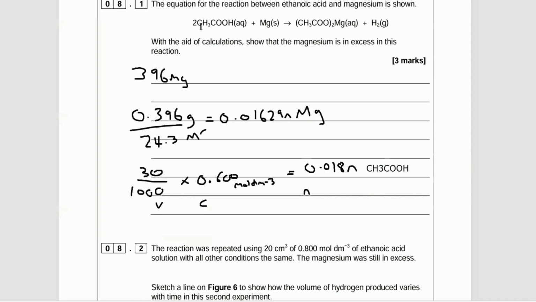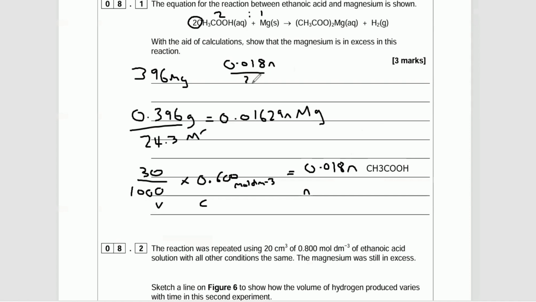Well, what we need to do is come up to the equation and see that we need 2 moles of ethanoic acid for every mole of magnesium. So we can show that the magnesium's in excess and that we have left over, because what we can do is we can say, well, how much magnesium do we need to wipe out this 0.08? Well, as the ratio between Mg and ethanoic acid is 2 to 1, or 2 ethanoic acids to 1 magnesium, I can say, well, I've got 0.018 magnesium, so how much ethanoic acid, how much magnesium do I need?